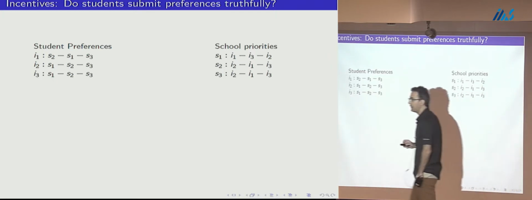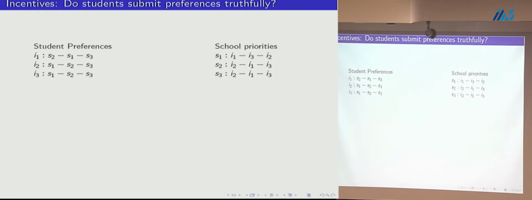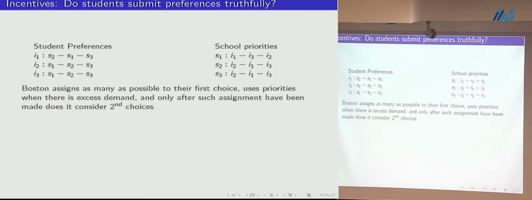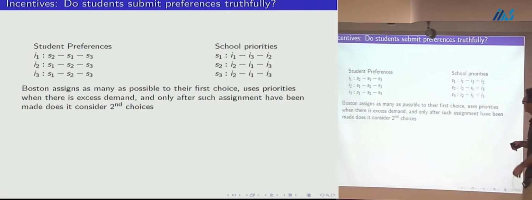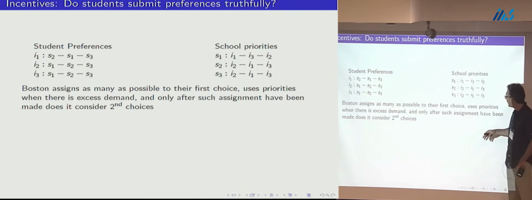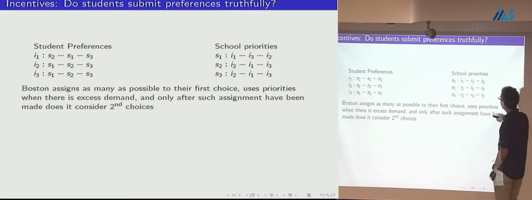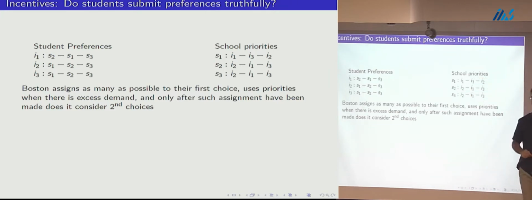Probably the third obvious criterion is incentives. Do students submit preferences truthfully? And that is not as obvious. In the old days, Boston used to assign as many kids as possible to their first choices. After those first choice assignments were made, it tried to assign as many kids as possible to their second choice and so on. Where there are more students who rank a school than available seats, the ties would be broken by the priorities. Priorities would be used to ration the seats at schools.